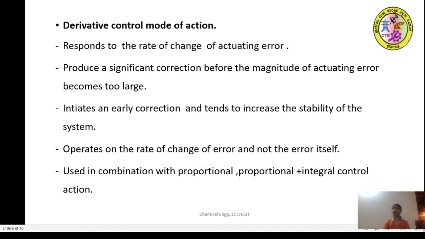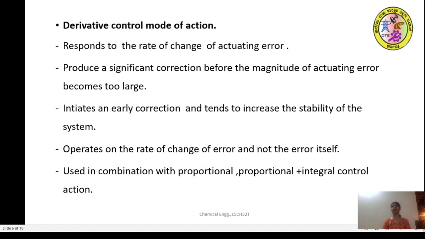So that is a significant correction being made before the error becomes too large. One of the characteristics of the derivative mode of control action is that it initiates an early action and tends to increase the stability of the system. As soon as an error is found, the correction is immediately made, and it operates on the rate of change of error and not the error itself.